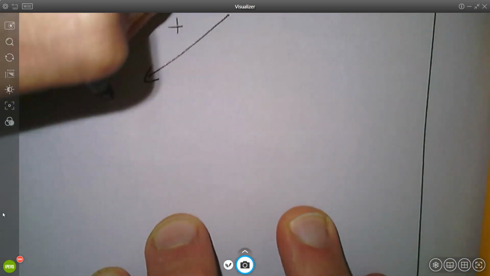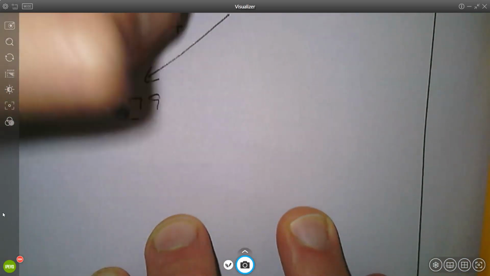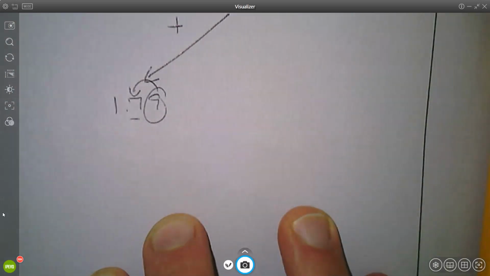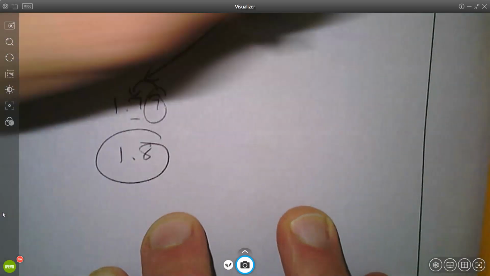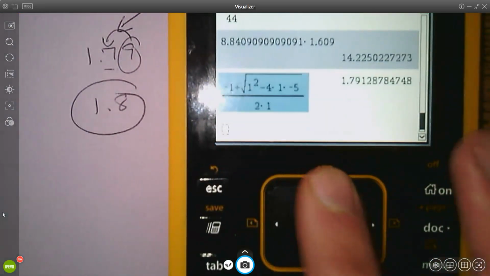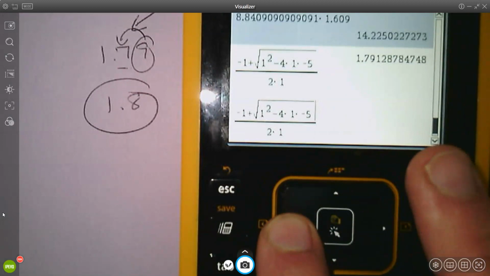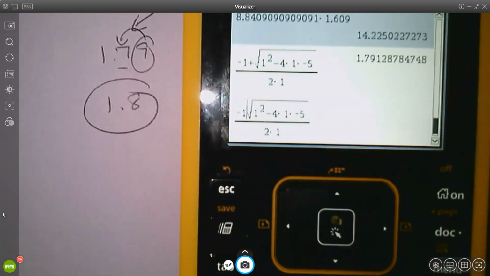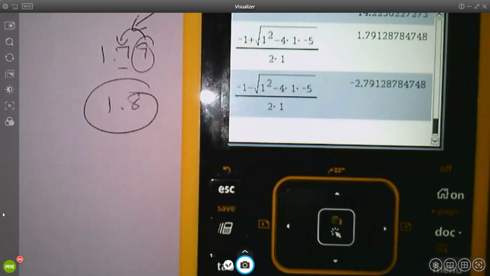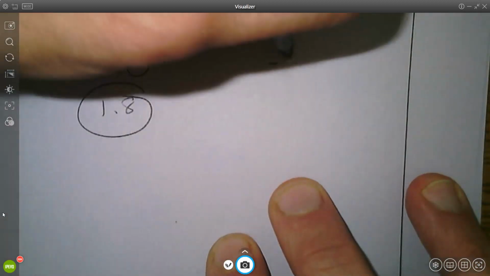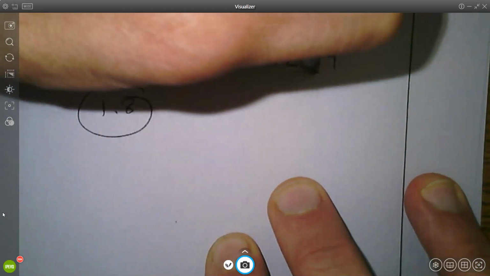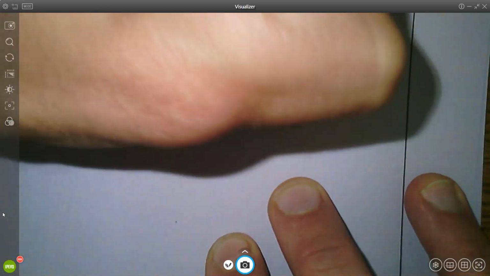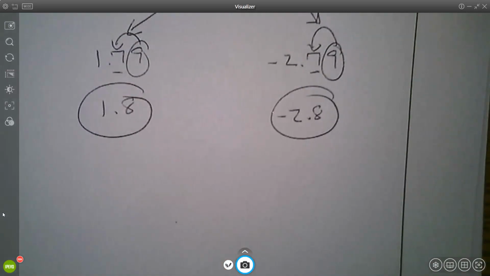Nearest 10th. So for the addition, 1.79. That's nearest 10th. That's going to bump that up, 1.8. For the subtraction, we're just going to arrow up, copy, paste. We're going to change the addition, delete to subtraction. -2.79. Again, that 9 is going to bump this up, so -2.8. There's your 2 points.